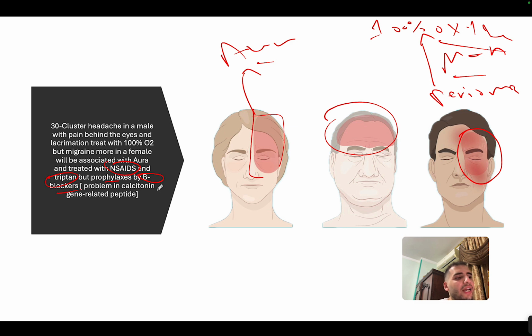And now they can also ask about the gene in migraine, which is calcitonin gene-related peptide. Sometimes they will ask about this gene, calcitonin gene-related peptide, and it has nothing to do with calcitonin, the hormone.